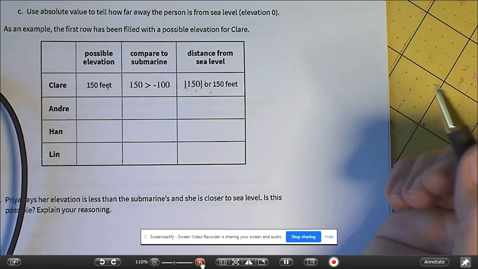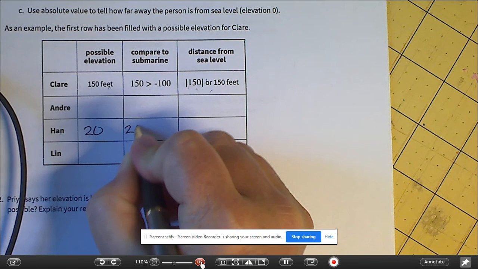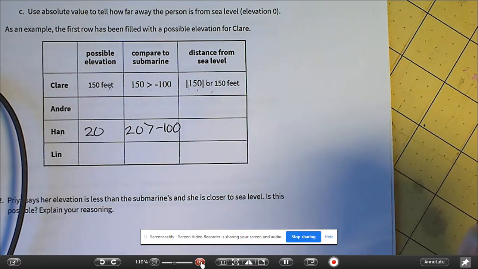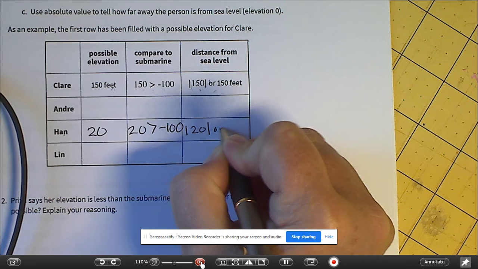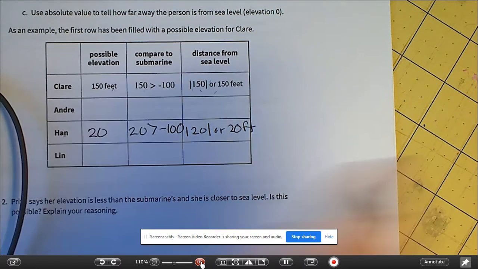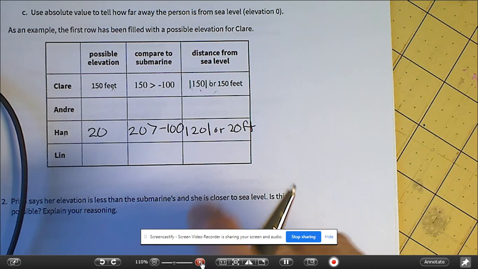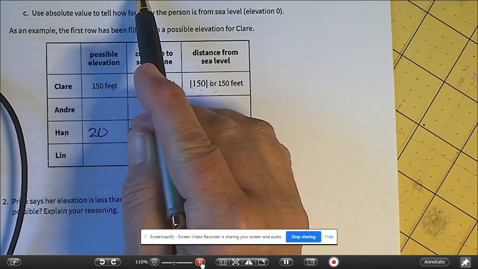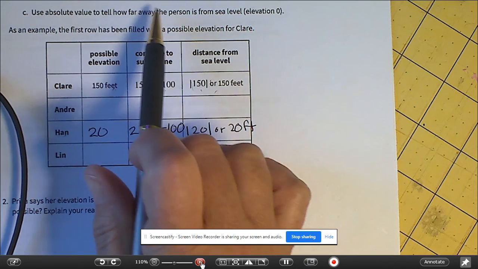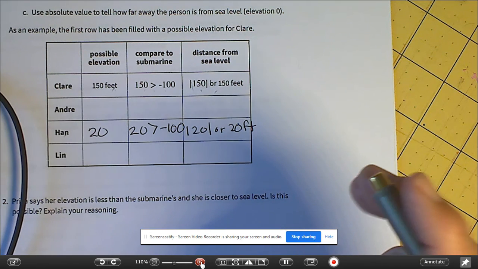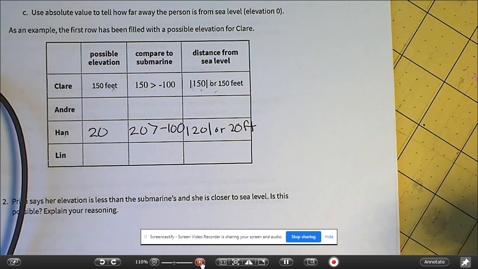So we need to, any number that is... so we're doing Han. 20, for example. 20 is greater than negative 100. So the absolute value of 20 is 20 feet. So these can all be different. You're picking what you want. So we're writing a possible elevation for each person using greater than, less than, or equal to, to compare the elevation of that person to the submarine, and using an absolute value to tell how far away the person is from sea level, which is 0.